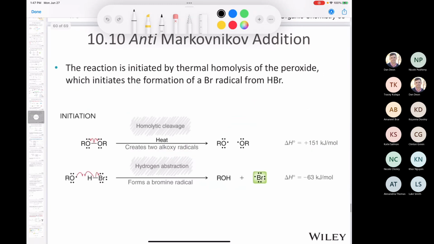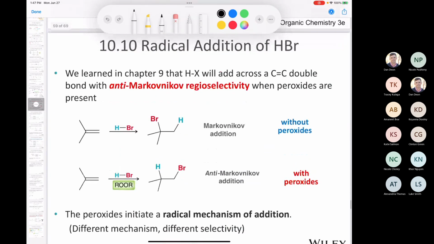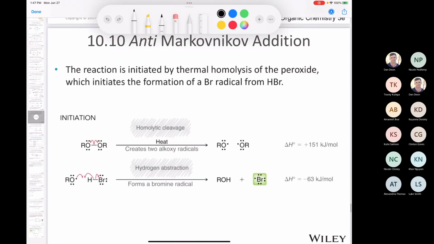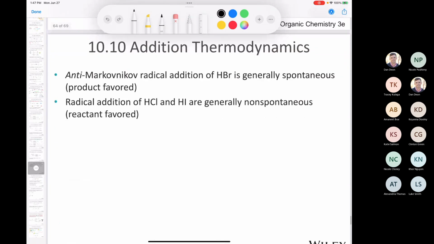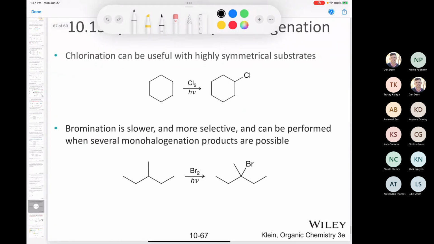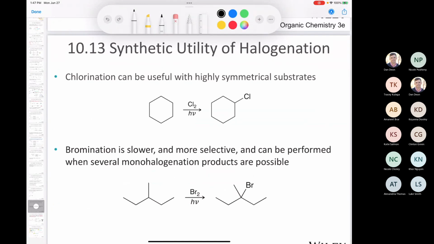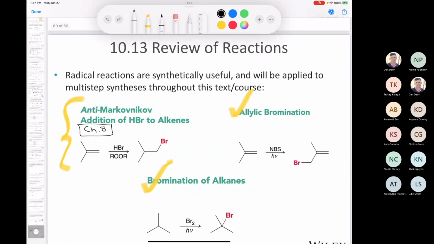So if you go all the way up here, you can see that we only have one more section to cover. Section 10.10, it's 1, 2, 3, 4, 5, 6, 7, 8 slides plus a practice problem. Then we'll try some synthesis problems, and that's the entire chapter. So we've covered the vast majority of the chapter already.